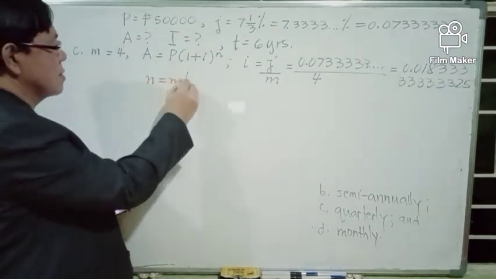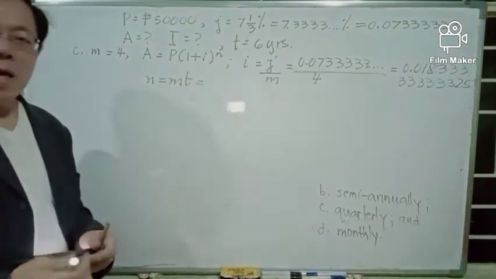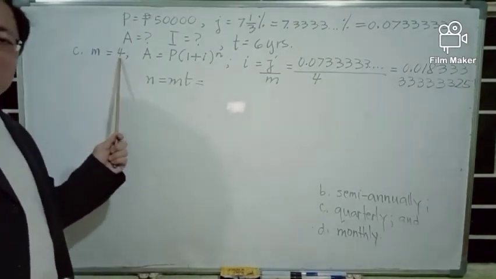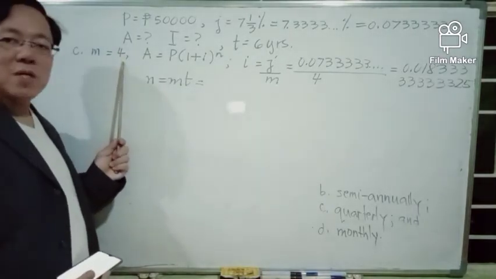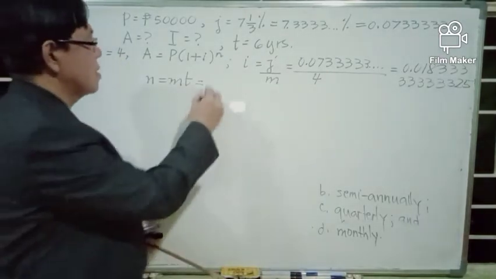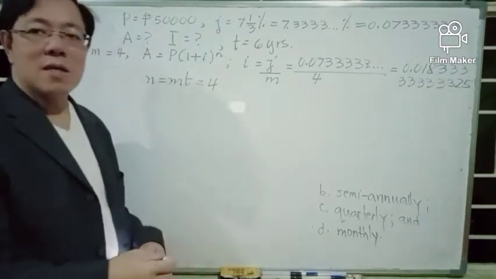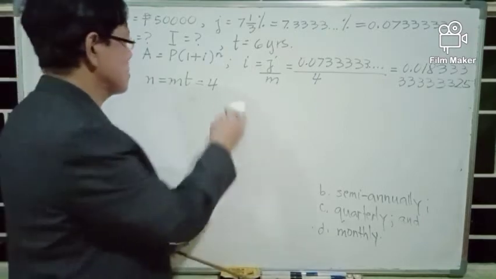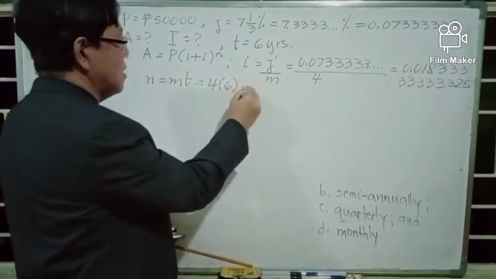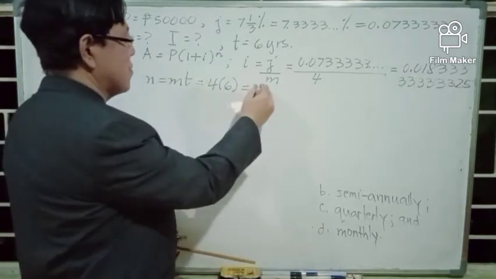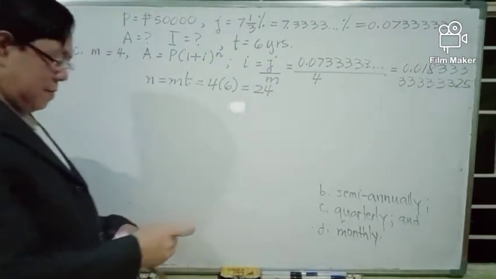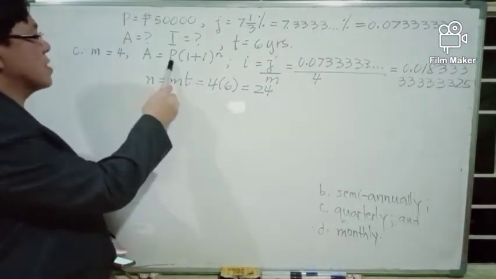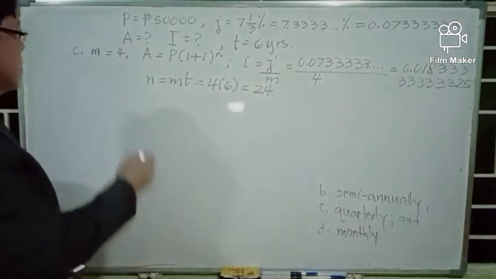MP, where m is the number of times that interest will be computed in 1 year, 4 times a year. And P is our period of investment. In our example, it is 6 years. And 4 by 6 is 24. Now we are ready to compute the accumulated value of the principal of 50,000 pesos.